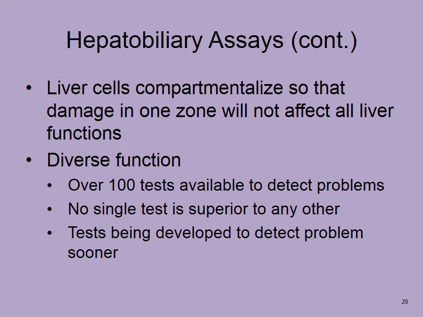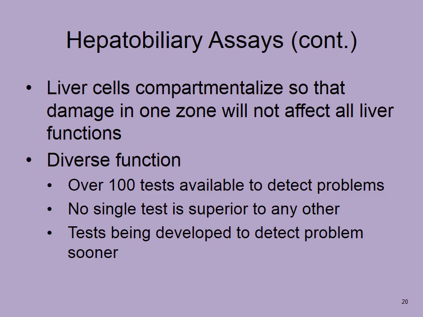So you may or may not remember that the liver is divided up into zones, basically, and the liver cells are able to compartmentalize damage so that if one zone is damaged, it won't affect all liver functions. So that's why sometimes we'll see one component of the liver that's not working, or one function of the liver that's just not working properly, whereas the rest of it can look fine. And that can even happen with significant liver disease.